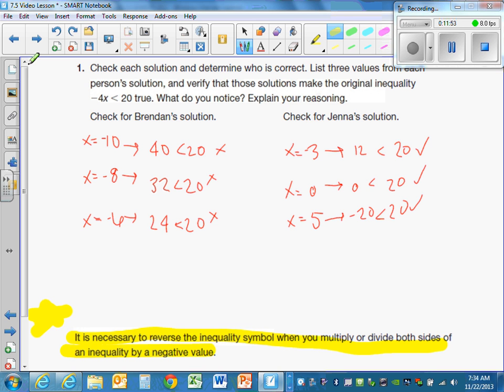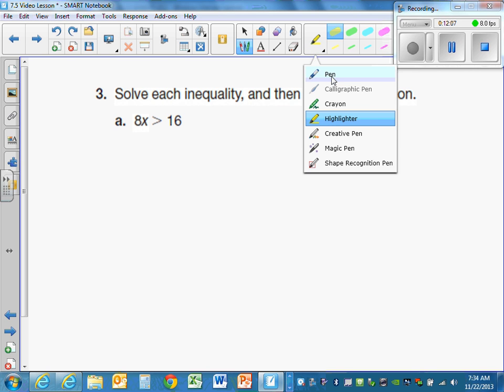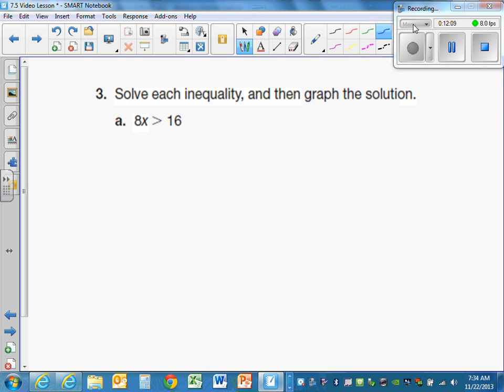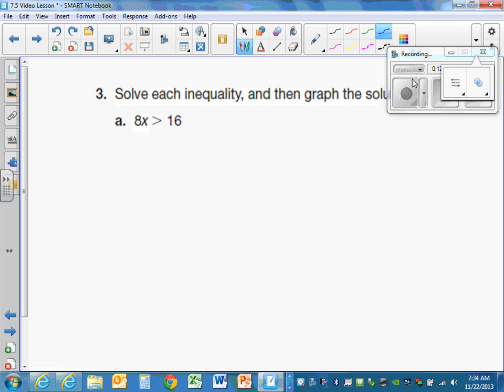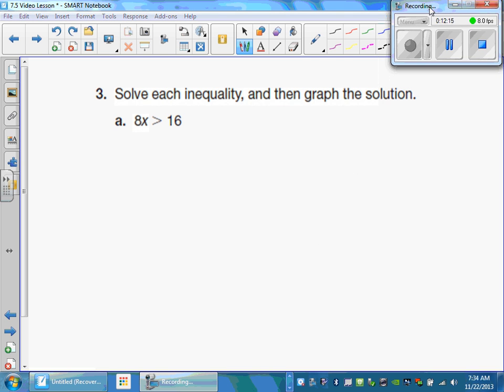All right, I'm going to move on. Number 2, I want you to do on your own. It just says to circle the correct solution. We said that Jenna's is correct, and then cross out the incorrect solution. I will show you how to do this first one on number 3, and then I'm going to let you do the rest on your own.